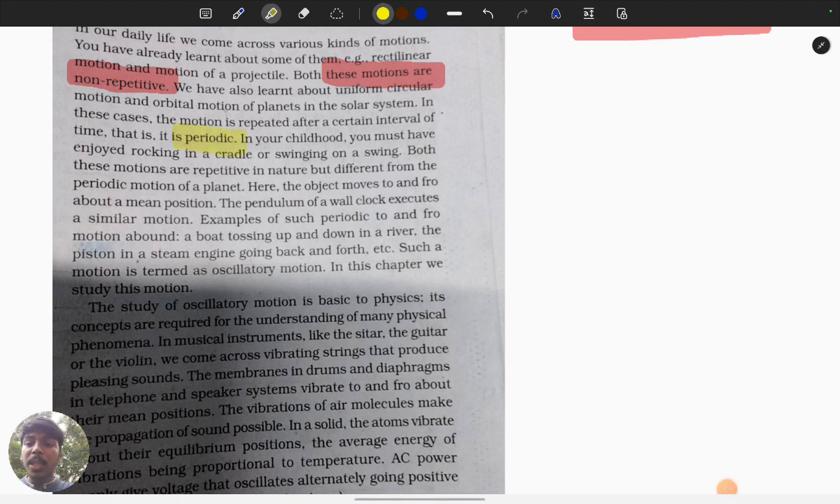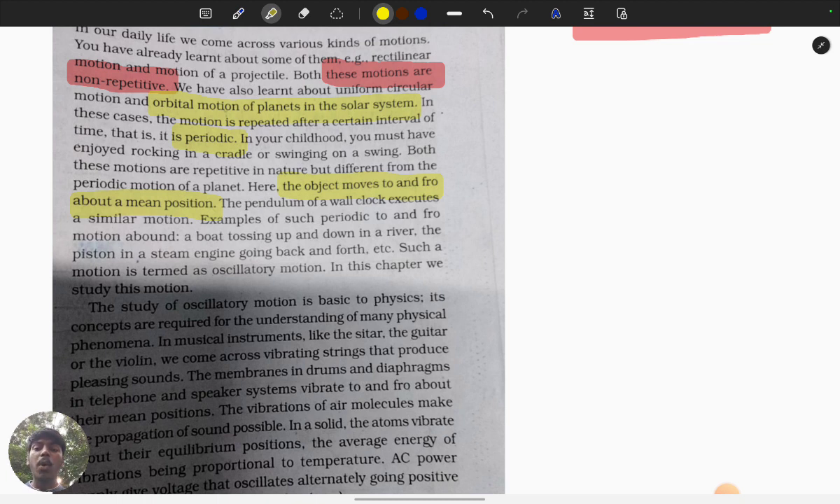So the term periodic is very important, and the examples are also important. Orbital motion of planets in solar system is example of periodic motion. In your childhood you must have enjoyed rocking in a cradle or swinging on a swing. I have already explained to you. Both these motions are repetitive in nature but different from the periodic motion of a planet. Here the object moves to and fro about a mean position. So in periodic motion or in oscillation, here periodic motion and oscillation are different. Okay, so here the object moves to and fro. I already told you a definition of oscillatory motion.